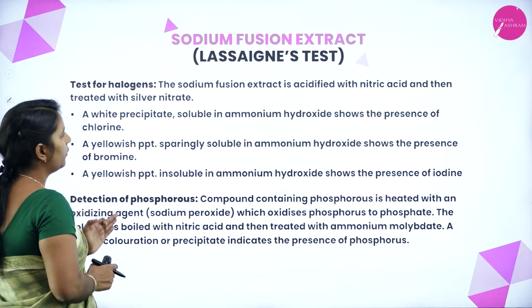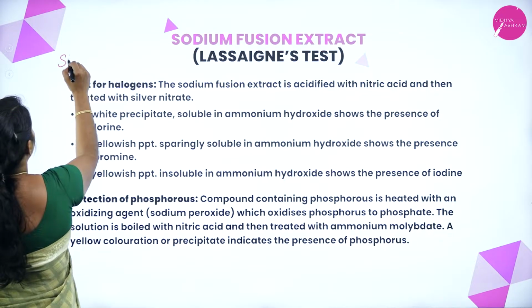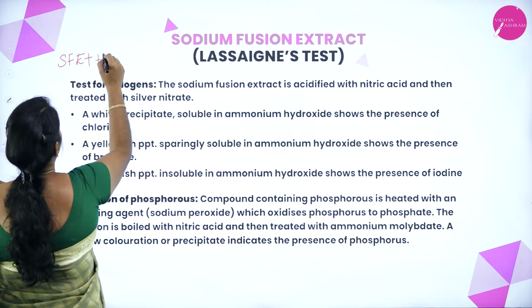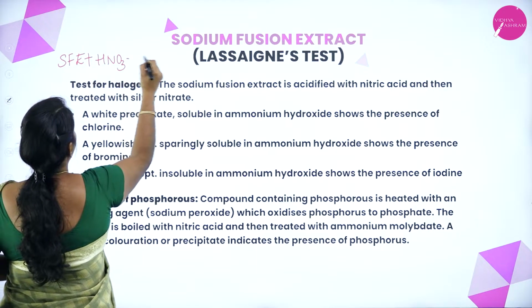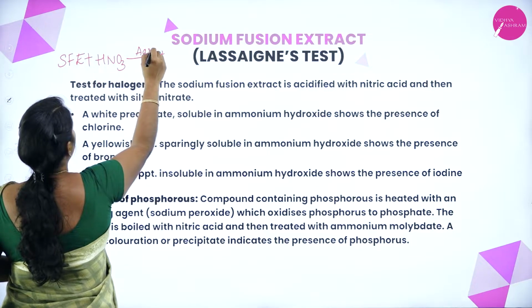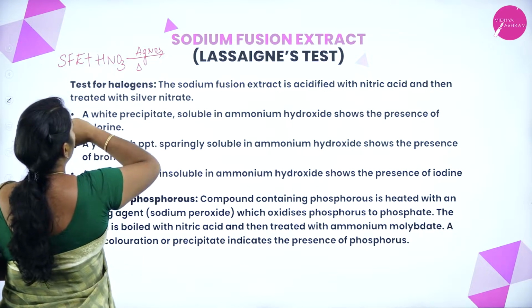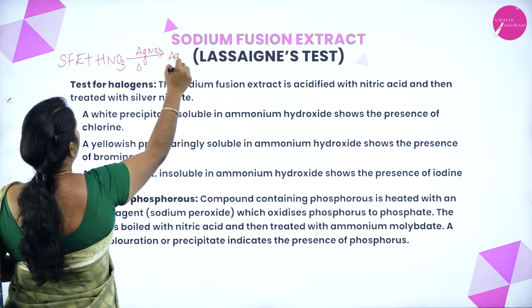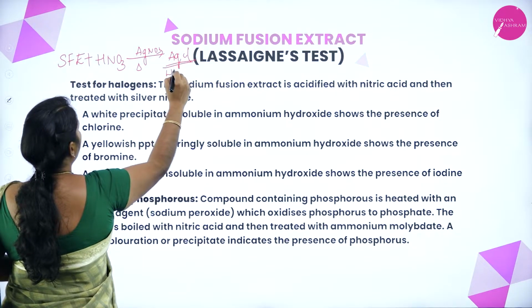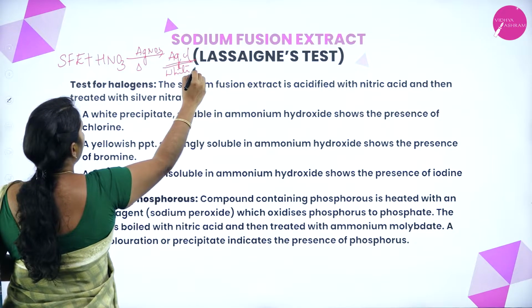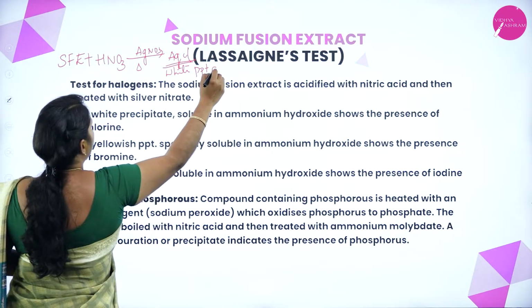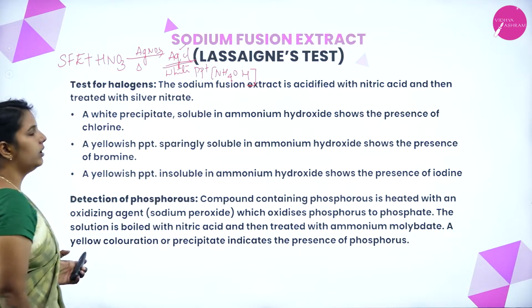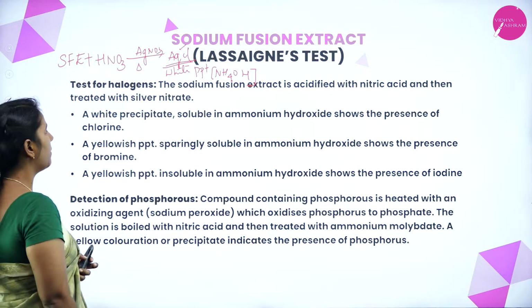Next is test for the halogen. Here, we take the sodium fusion extract and treat it with nitric acid, and in the presence of silver nitrate, if you start heating and get silver chloride, which gives a white color precipitate which is soluble in ammonium hydroxide, then it indicates that chlorine is present in the given organic compound.